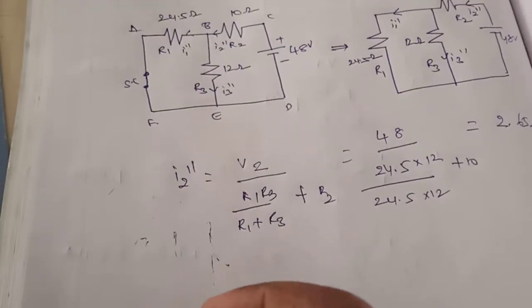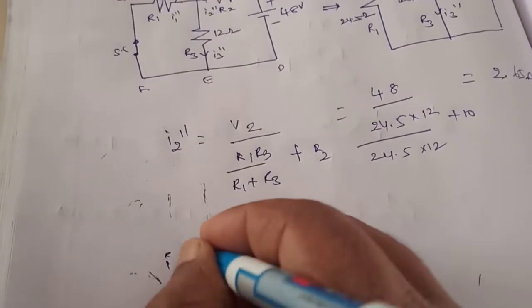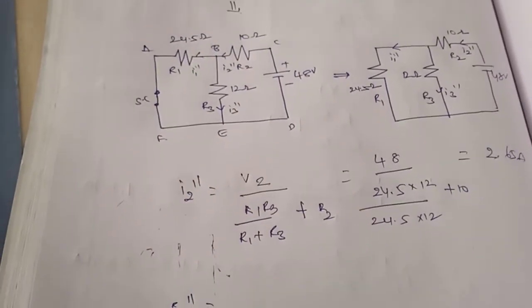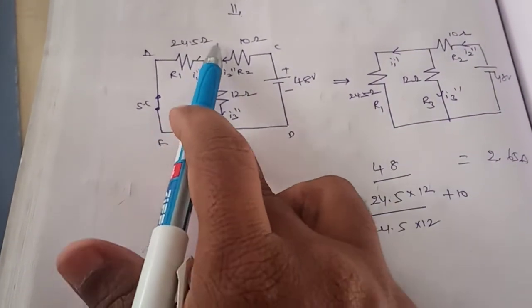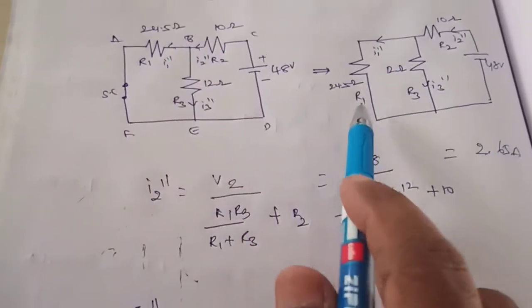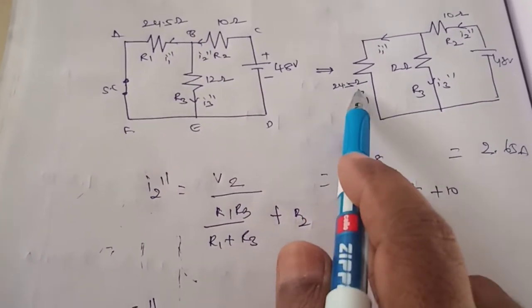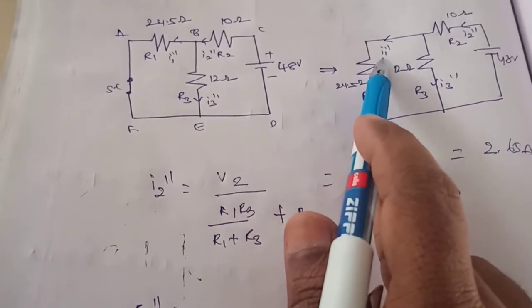Now similarly we will find I1 double dash. Where is that I1 double dash? The I1 double dash is flowing through 24.5, that is, the 24.5 ohm resistor. So we have to find I1 double dash.